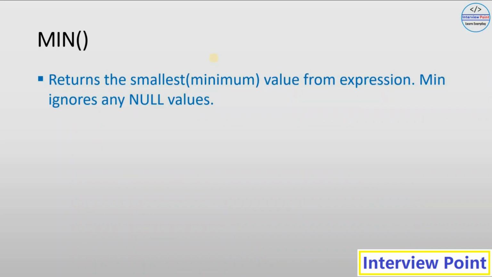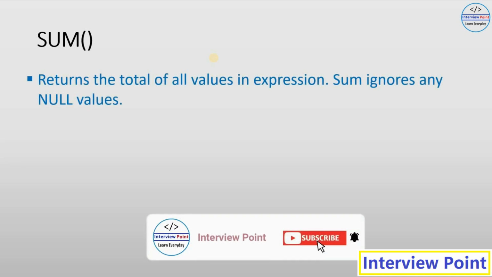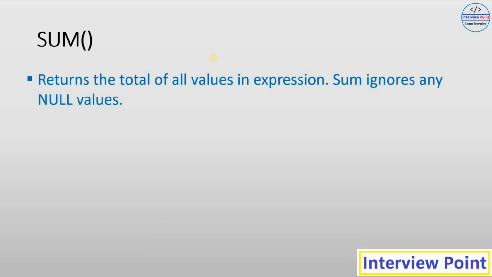Now moving to the next one, the sum function. The sum function is also very important and easy to use. Whenever we want to get the sum of the records, at that time we will go for the sum function. As we can see here, it returns the total of all values in the expression. Sum ignores any null values, same as the previous functions. So whenever we want to get the total, we will use the sum function.